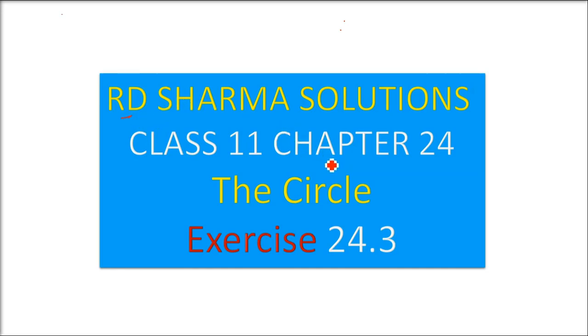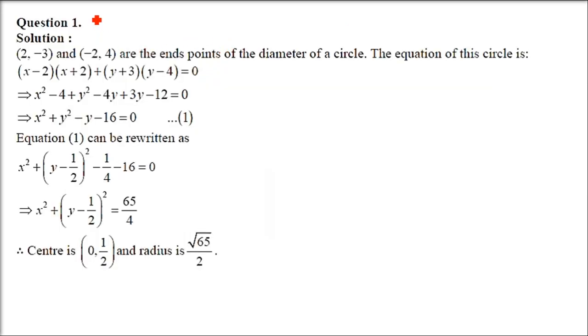This is R.D. Sharma solution, class 11, chapter 24, the circle. Exercise 24.3. So this is the first question. Find the equation of the circle, the end points of whose diameter are (2, -3) and (-2, 4). Find its center and radius.